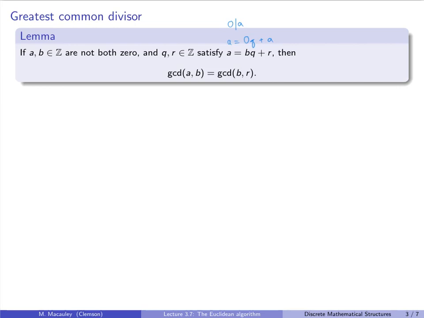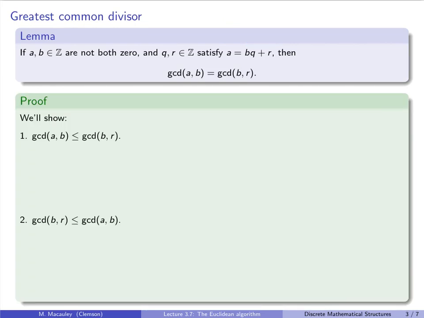Okay, so why this is important is because typically a and b might be big numbers, and if we want to compute the GCD of two big numbers, well, if we divide one into the other and get a much smaller remainder, then it's easier to compute the GCD of two smaller numbers, say b and r. And then we can recursively do that, and eventually we run out of numbers because they get smaller and smaller, and then we can just do it by hand.